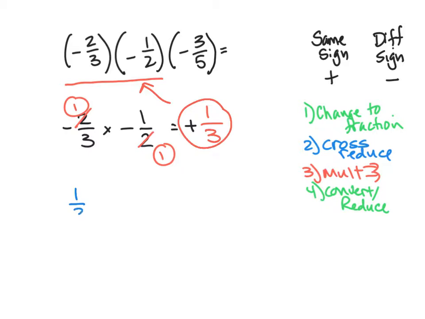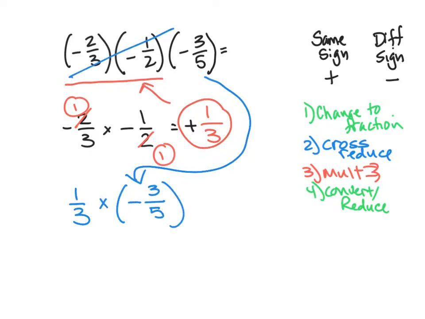Let's rewrite this now and bring this guy into the ball game. So I have a positive 1/3 and a negative 3/5. So I crossed off what I did, got an answer already, brought down what I didn't do. Check those signs. That is a positive, that is a negative. They are different signs, so whatever my answer is, it is going to be a negative answer. Change everything to fractions. They already are. Cross reduce. Is there a number that can go into both 1 and 5 evenly? No. How about into 3 and 3 evenly? Sure there is. 3 can go into both of those. 3 goes into 3 once on both of those.